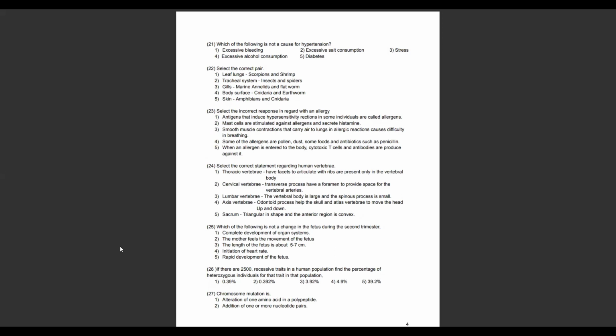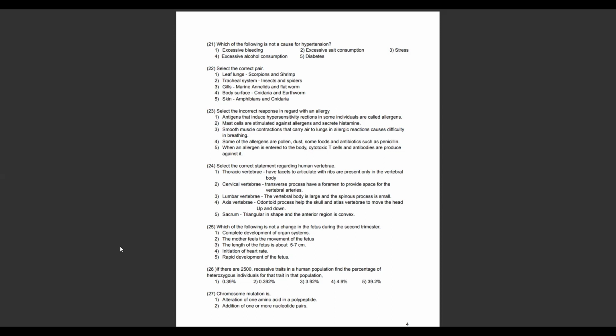Now here they have given the first one: antigens that induce hypersensitive reaction in some individuals are called allergens. Right? Hypersensitive reactions in individuals. The definition of allergens given in the resource is: antigens that induce hypersensitive reaction in some persons are called allergens. Right? So this statement is correct.